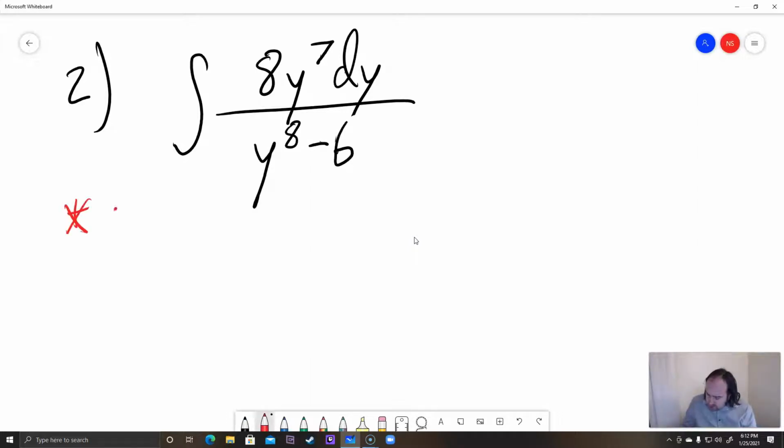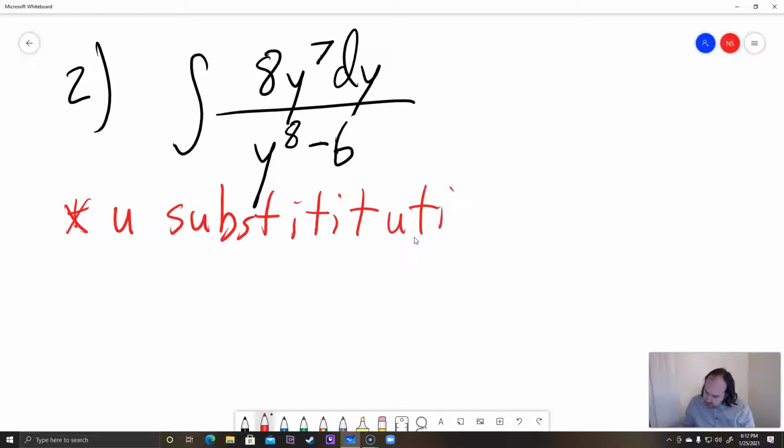So here we use u substitution, a calculus 1 technique. Okay, so it's a calculus 1 technique, and basically you always choose u to be the inside of a composite function.